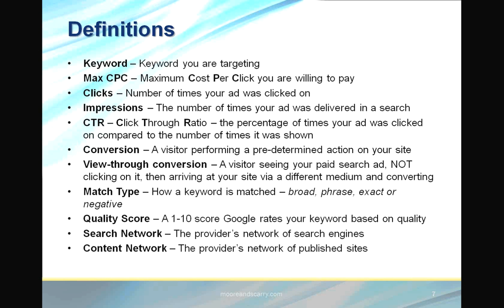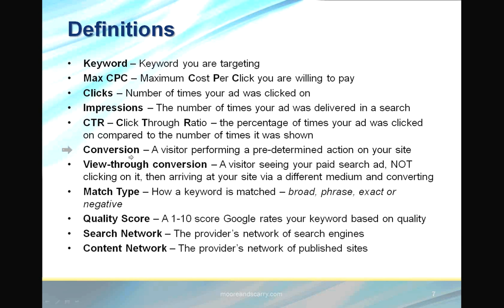The next word we'll need to define is clicks, and that's the number of times that your ad was clicked on during your campaign's run. Impressions is the number of times your ad was delivered in a search, so it's the number of times it's seen. The fifth item is click-through ratio. This is the number of times your ad was clicked divided by the number of times it was shown. Our click-through ratio shows us exactly how relevant our keywords are to a search. It's a very important element in determining how much we pay and the quality of our ads.